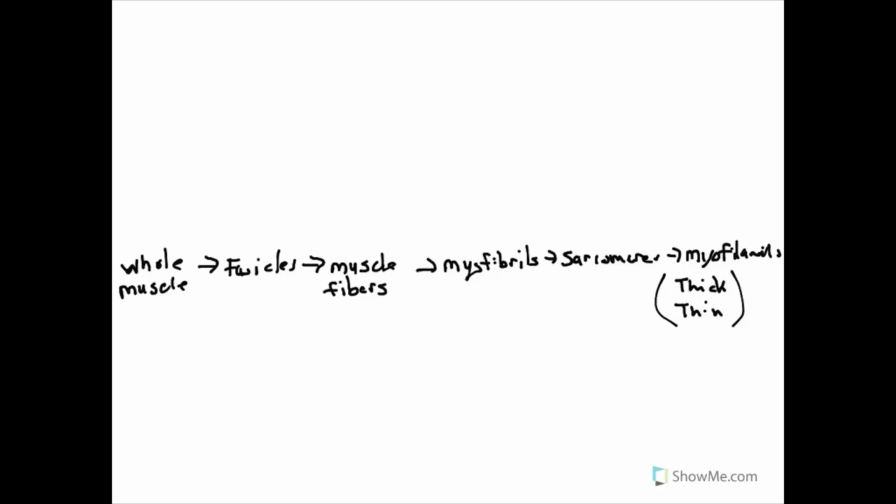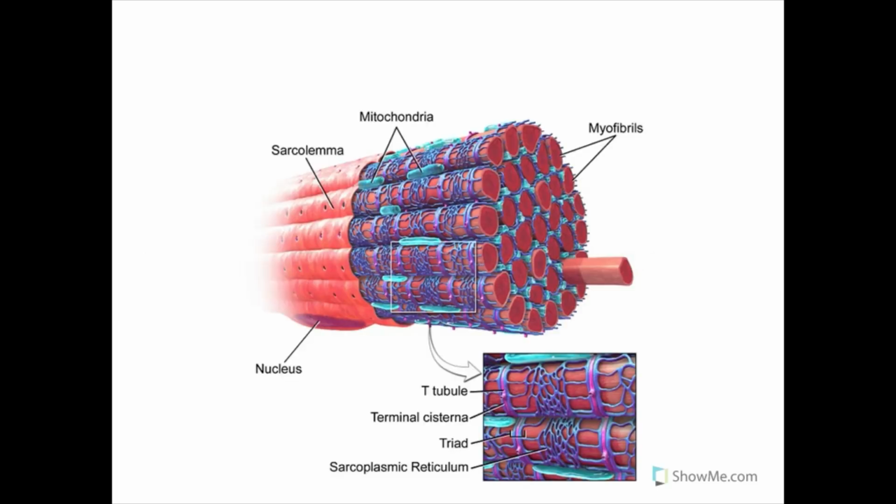Thick and thin filaments. Now, what we want to look at here is, as we understand, the whole muscle is made up of individual fascicles. Fascicles are made up of muscle fibers. Myofibrils are made of sarcomeres, and sarcomeres are made of myofilaments, which are the thick and thin filaments found in a muscle cell. Let's now get an idea of the muscle fiber.